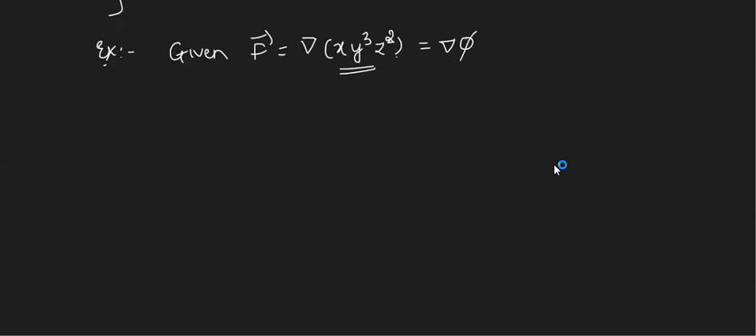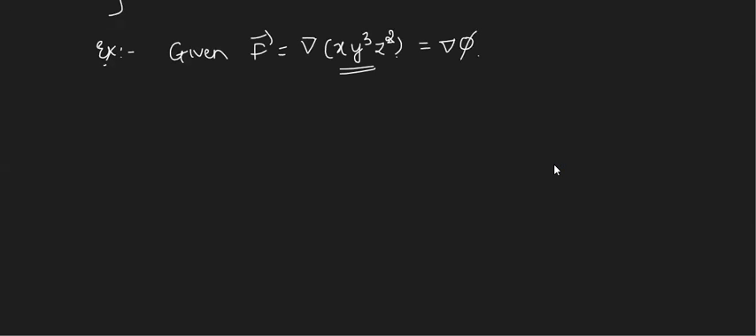Those who are perfect with the preparation can start solving it. Those who still have doubts can just listen to my explanation. Hopefully you have written the question. Just write, given f bar is del operating on x, y cube, z square. So take this x, y cube, z square as some phi, so take it as del phi.